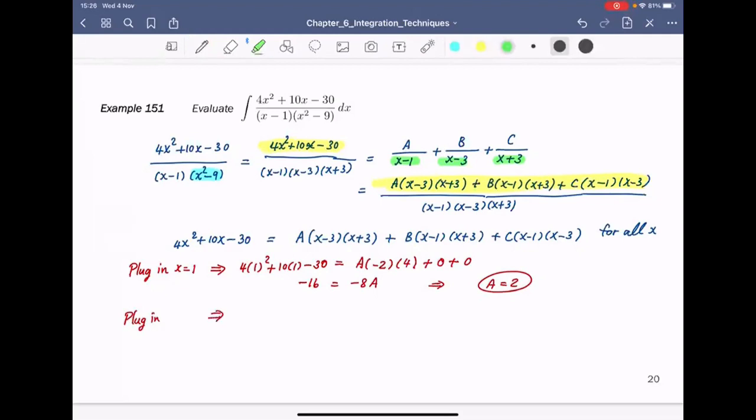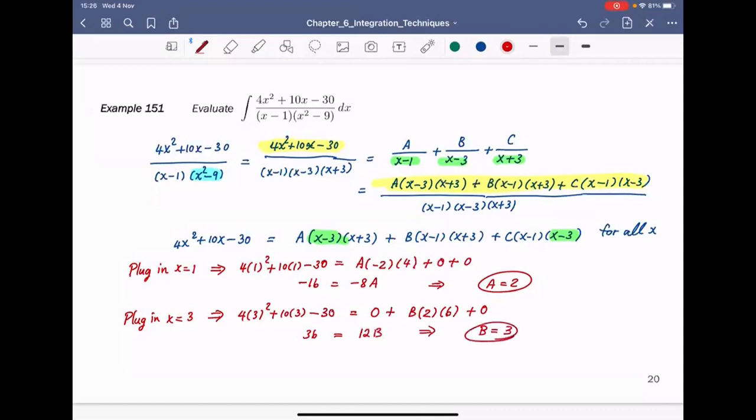So the next one, I can pick another number that makes my equation a lot easier, because I see that I have x minus 3 here, and also x minus 3 here. To solve B, I'm going to plug in x equal to 3. So I have 4 times 3 squared plus 10 times 3 minus 30 equal to, wow, that term is 0. Sweet. And then this is going to be B times 2 times 6 plus 0. On the left, I just compute: 9 times 4 is 36, and then plus 30 minus 30, so that's 36. On the right hand side, you have 12B. So B equal to 3. Does it make sense? Pretty simple.